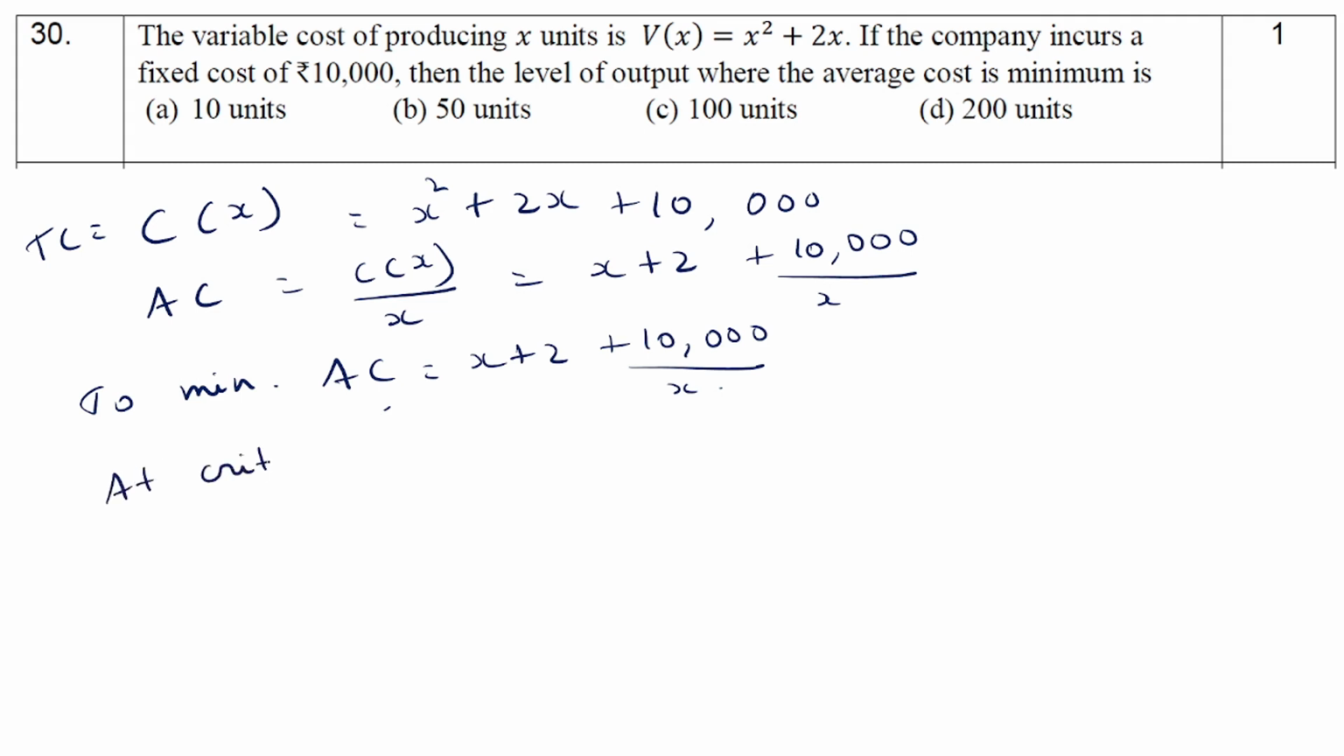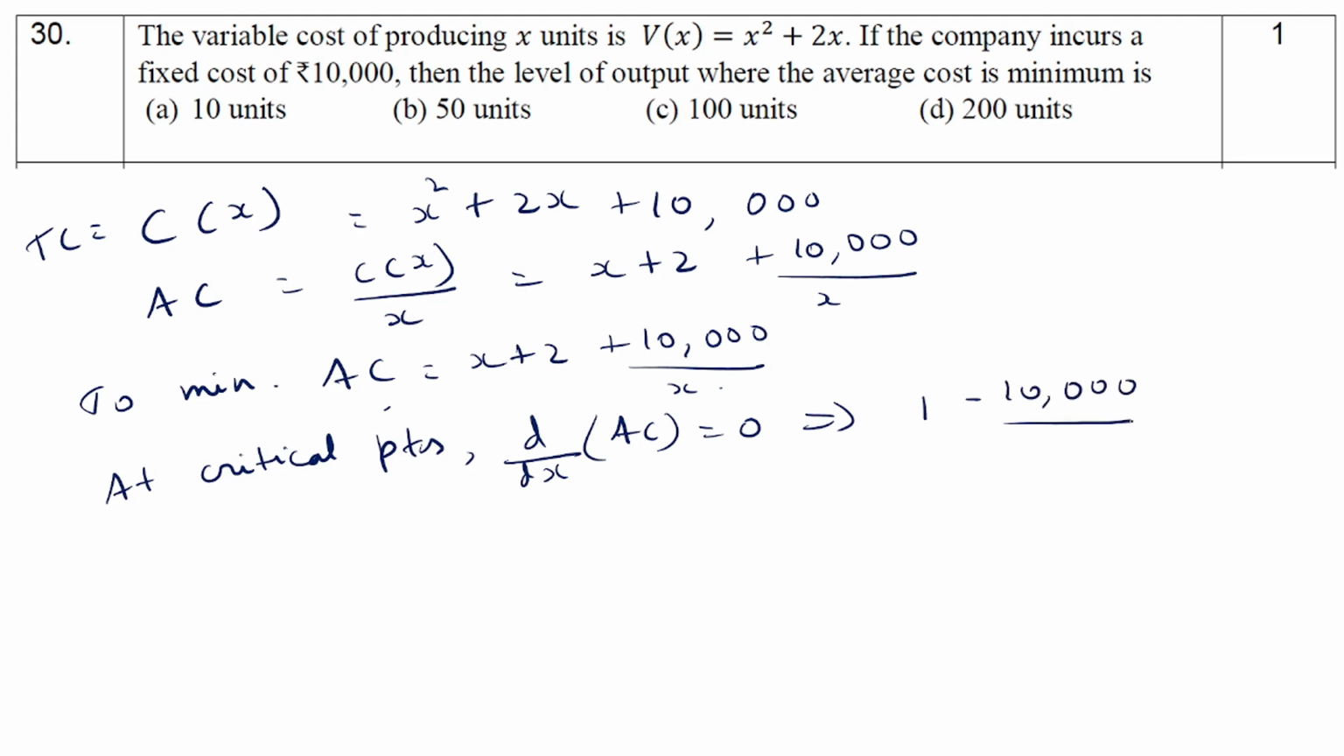So at critical points, d by dx of average cost equal to 0 implies 1 minus 10,000 by x square equal to 0. So from this we can see that x square is equal to 10,000, or x is equal to plus or minus 100. We cannot take minus 100 since it is the level of output. So x is equal to 100. So here the correct option is option C, x is equal to 100 units.